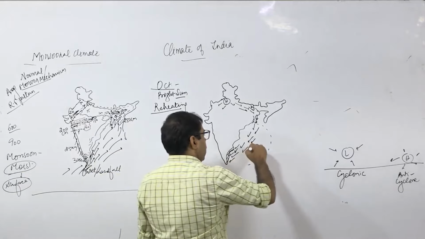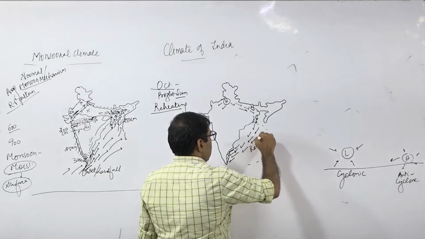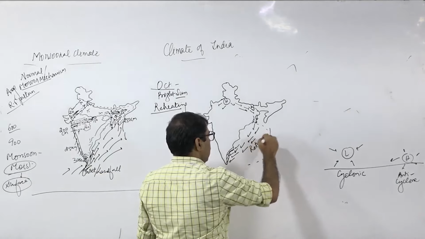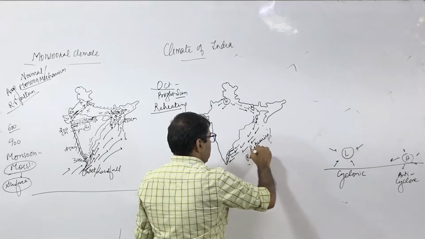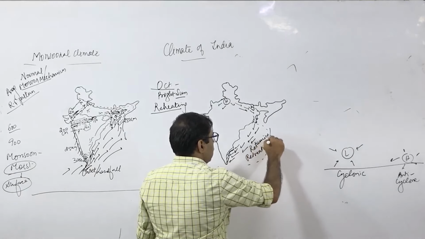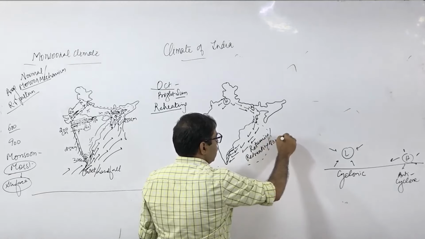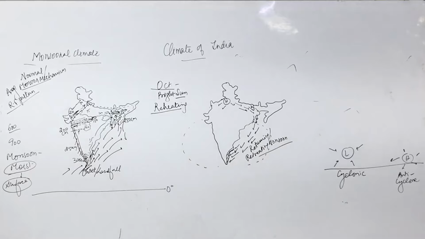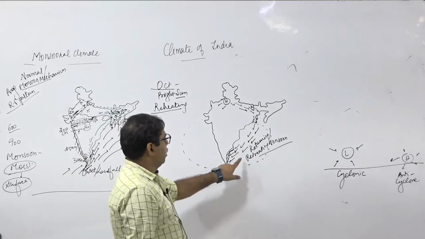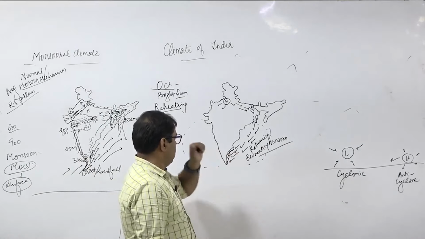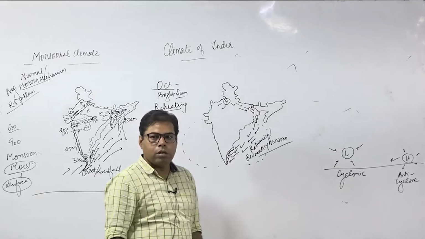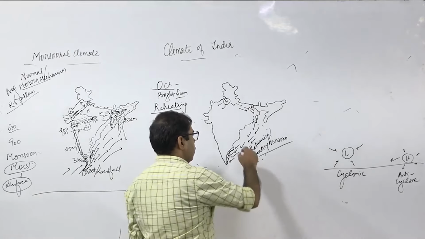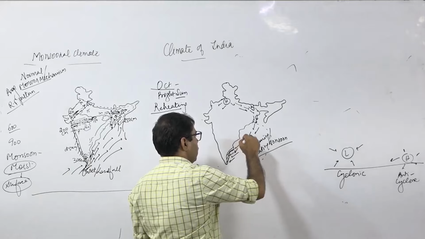This is returning monsoon or retreating monsoon. अब ये बताओ, now tell me why in the winter season it is called the monsoon? What is the direction of wind? What is the direction of wind? Northeast only. So this is also called the northeast monsoon.